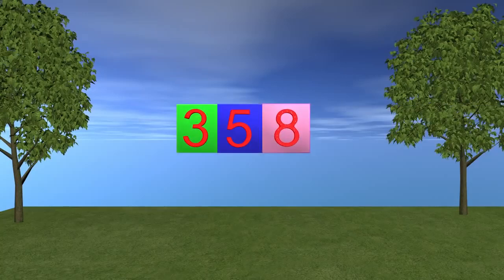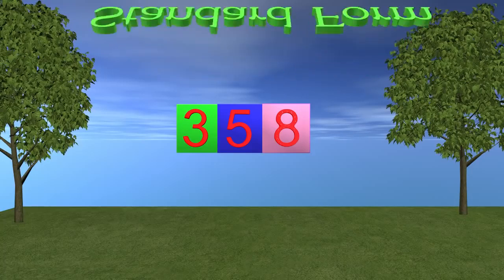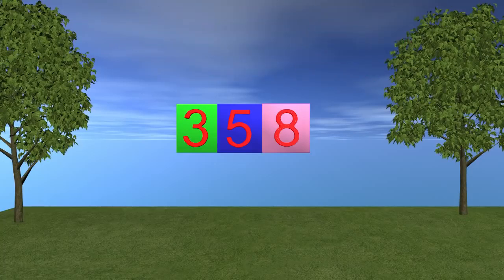Here is the number 358. This number is in standard form. If we were asked to put this number in expanded form, the first thing we need to know is how much are each of these digits worth. The 3 in this number is in the hundreds place, so the 3 is worth 300.